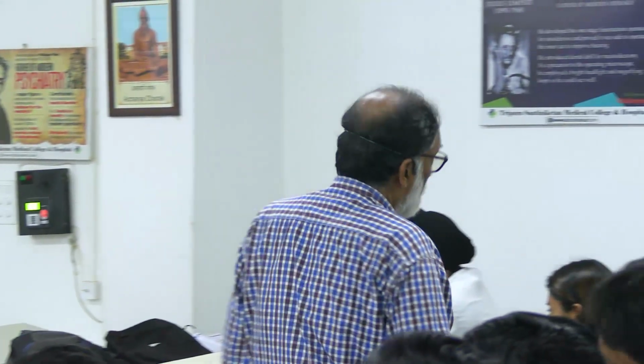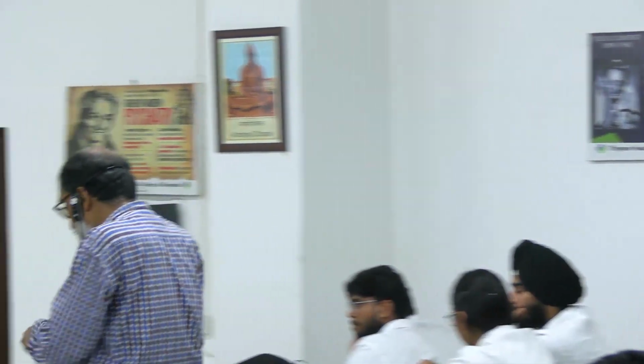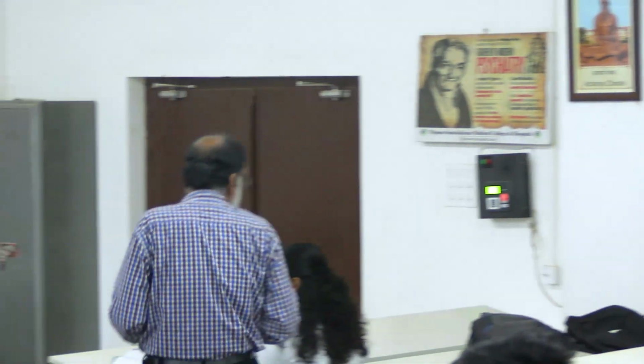Now movement. What are the movements that take place in this joint? Number one, opening and closing. Closing means elevation. Opening means depression. Depression of the mandible means opening. Closing means elevation. And protraction, retraction, and side to side.